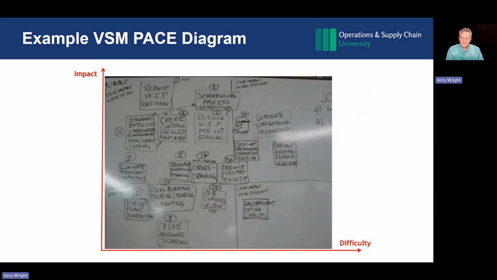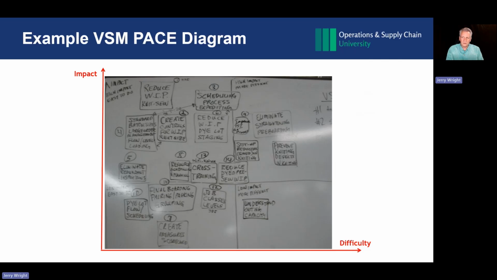So one of the things we did at the outset of this particular event was, okay, what are all the things we want to do? And then let's look at this PACE diagram. So PACE is prioritize, act upon, consider, or eliminate. So things with a high impact that are fairly easy to do, that's going to be that upper left quadrant. Those are the ones we want to focus on. Things that have a low impact and are really difficult to do, we're probably not going to do those. We're going to eliminate those. So this was an example of what we put together on this.